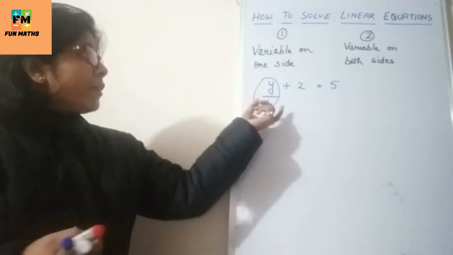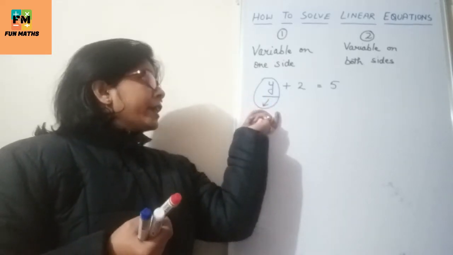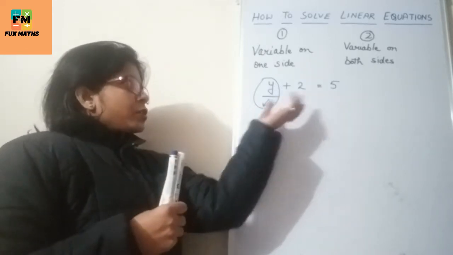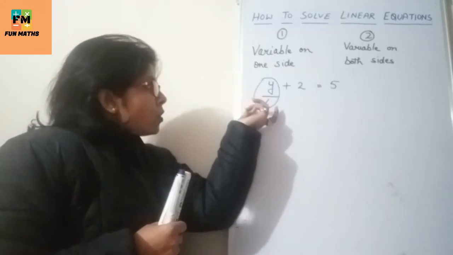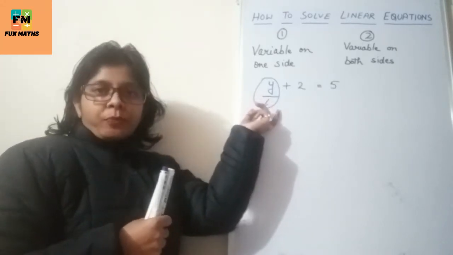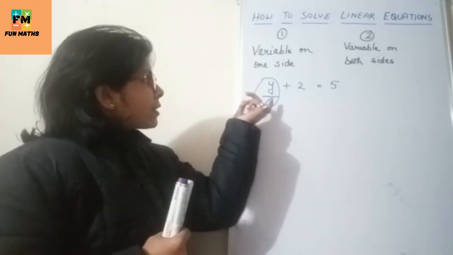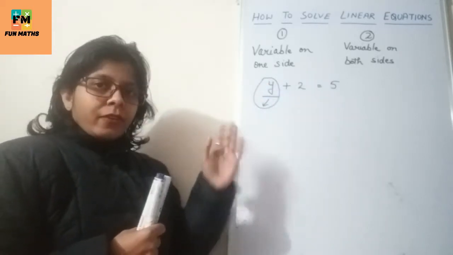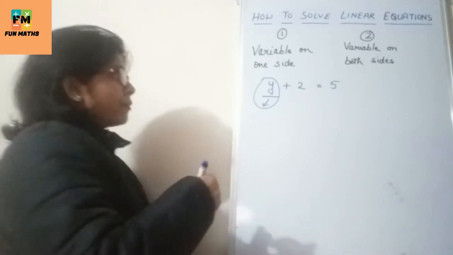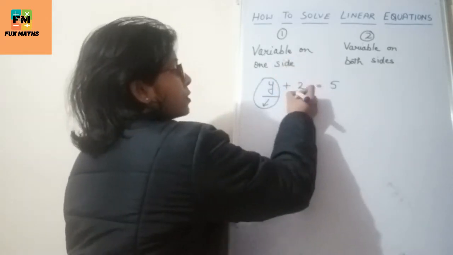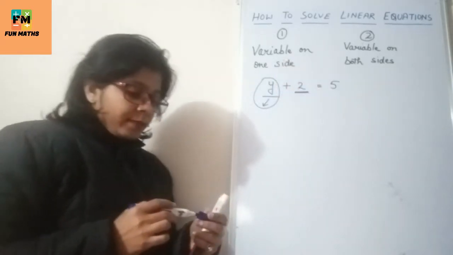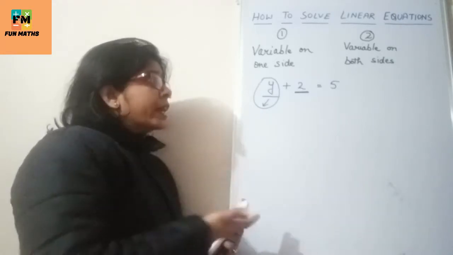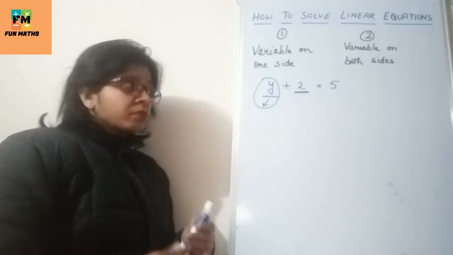If we want to find the value of y, definitely we have to rearrange the equation. To solve this equation, we want to separate this y. We want y to remain alone on the left-hand side. On the left-hand side we have one more number, which is 2. A problem arises here. How can we remove this 2? How do we get rid of this number 2?